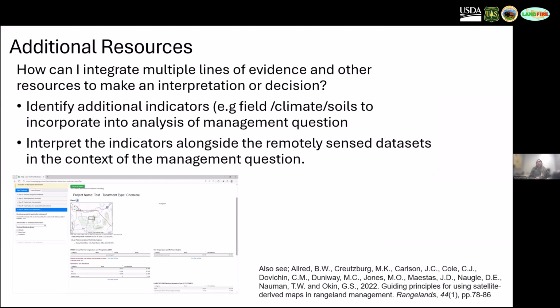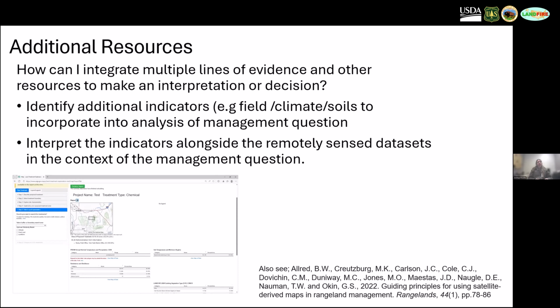So what other resources can you use? We talked about that today. There's lots and lots of data sets out there from different programs, and by understanding how these data sets are different and how they can be worked together, you can change your fuel beds, or integrate multiple lines of evidence and resources to make an interpretation. So you can come to these conclusions based upon data that you have and your local knowledge.